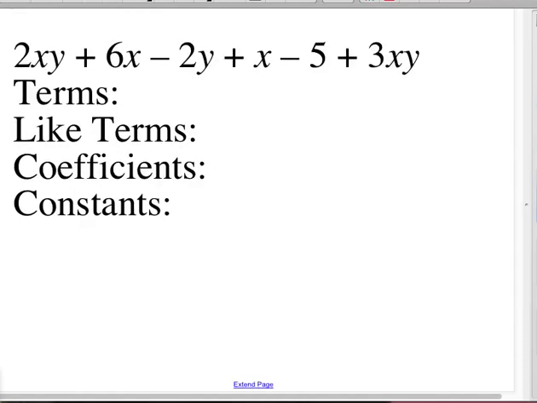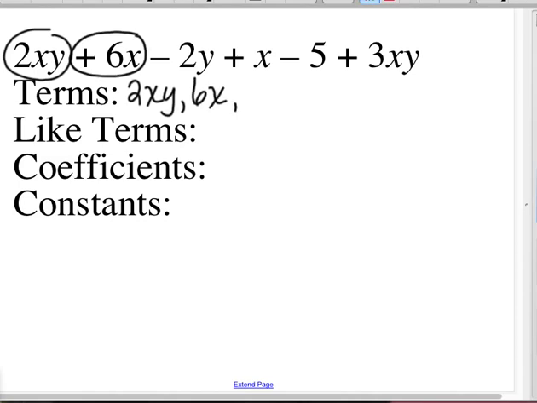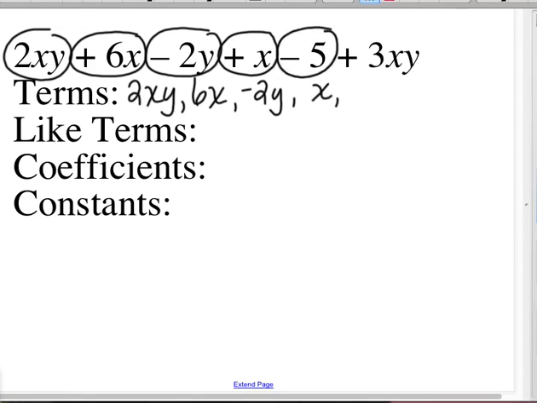Do we have one more? Oh, just one more. We're almost done. Here we are. Let's do the terms. Oh, goodness me. I have a 2xy, a positive 6x, a negative 2y, a positive x, a negative 5, ugh, this is a long one, and a positive 3xy. How many terms? 1, 2, 3, 4, 5, 6.